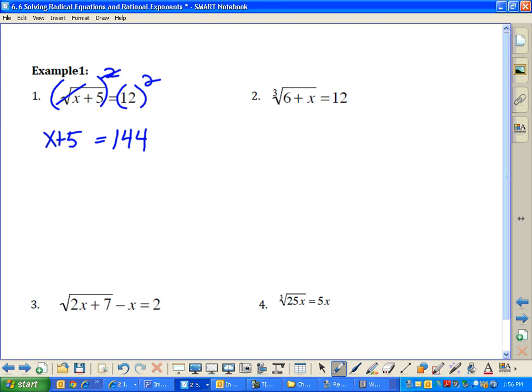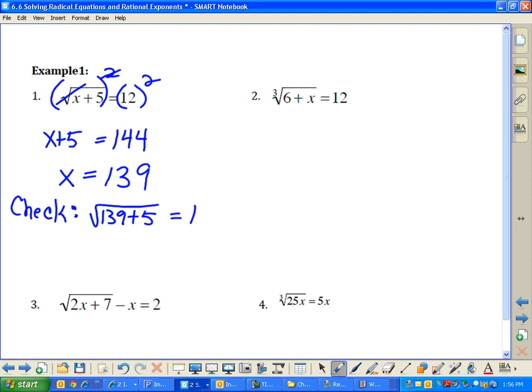So in this case, I'm going to subtract 5 from both sides. I get a value for x of 139. I'm not done yet. I have to check. So here's me checking. When you check it, you must plug your 139 back into the original equation. So I'm asking myself right now, is 139 plus 5, underneath the square root, I should say, is that the same as 12? I'm trying to produce a true statement.